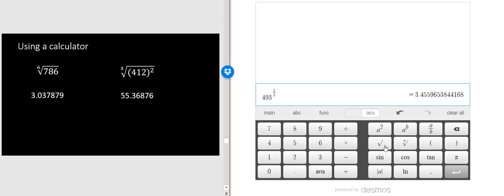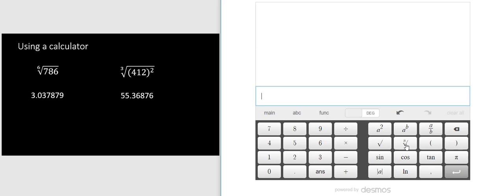So don't use the square root button, this one right here, because that is a square root. What I want is this button right here, where on many calculators you might need to put your exponent first and then push this button. And actually I need to delete all this. But here on the computer, if I push it, there's a space right there where I can put in your index. So the index is a 6, and then I can click here and type in my radicand, which is 786.